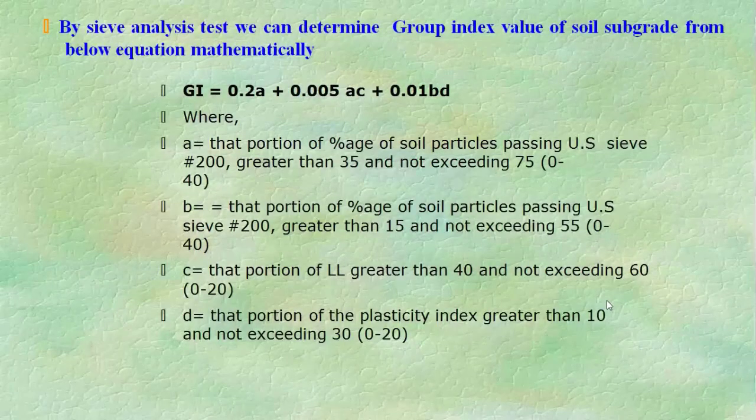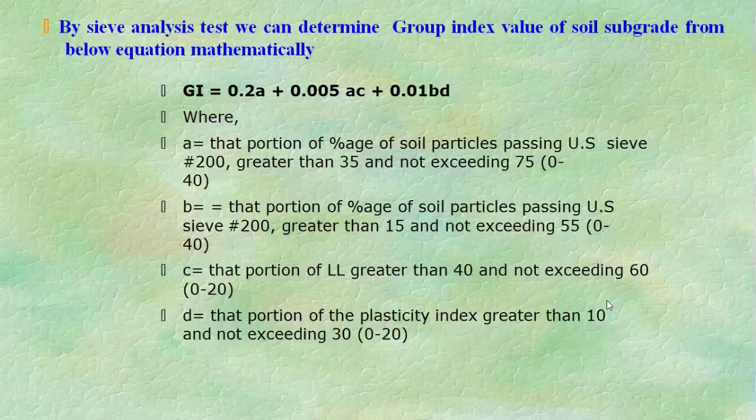So here it is. GI is equal to 0.2 A plus 0.005 A C plus 0.01 B D. Here A is that portion of material passing the 200 mesh sieve, or 0.074 mm sieve, greater than 35 and not exceeding 75%. It is expressed as a whole number from 0 to 40, so it is not greater than 40.